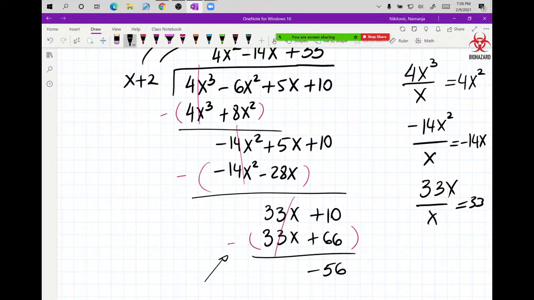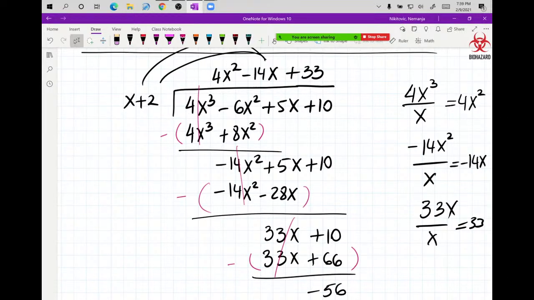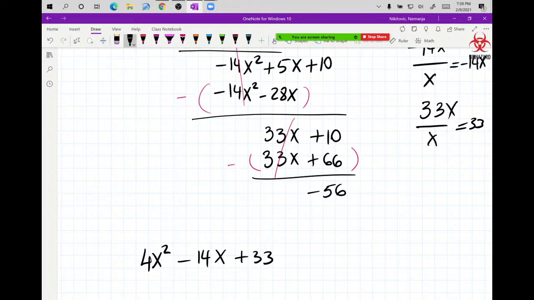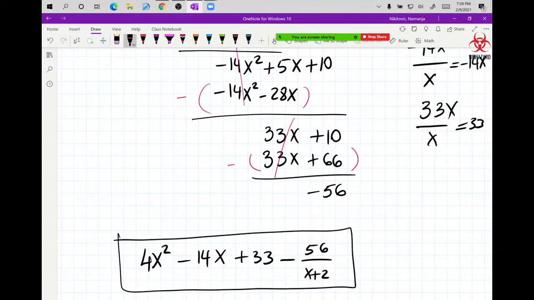Don't forget subtraction here. Usually that's where the grade dies, not being careful with the signs. And we have a remainder, negative 56. So negative 56 over x plus 2. And that's the answer. The answer is 4x squared minus 14x plus 33 minus 56 over x plus 2. That's it.